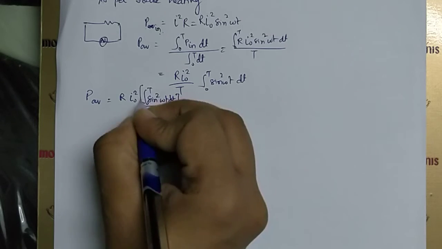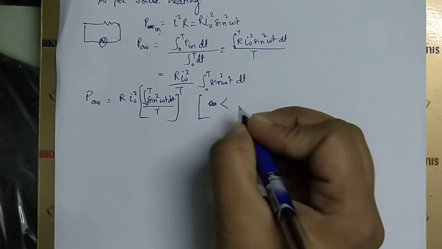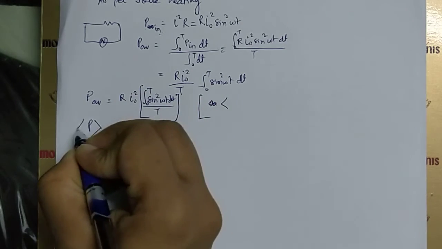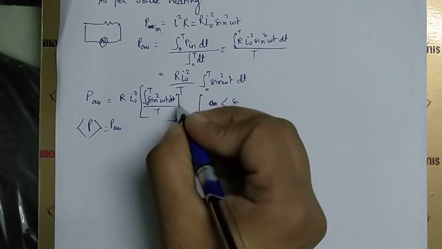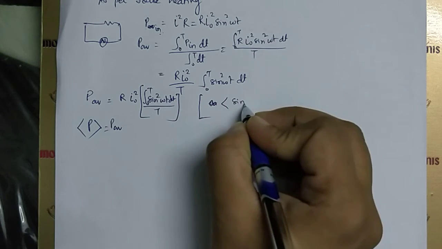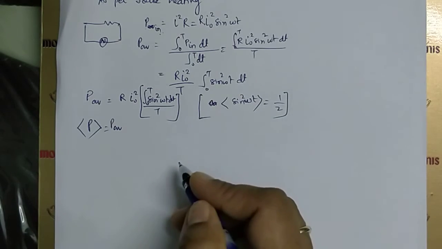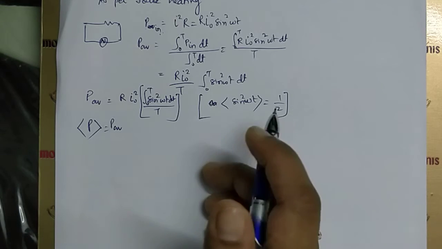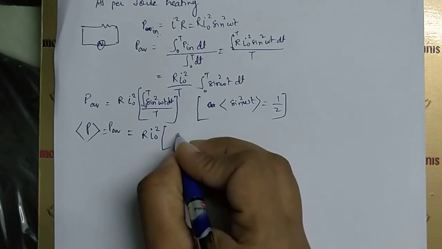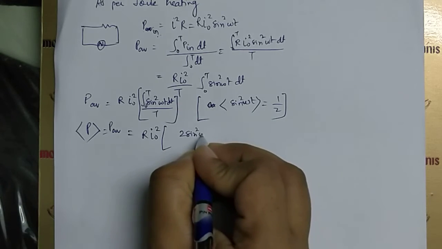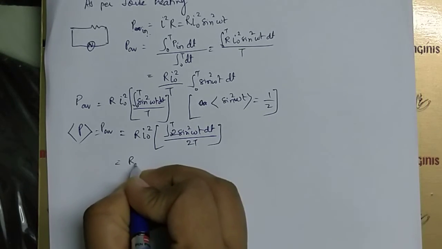This is actually the average of sine square omega t, and this is one way of writing the average. The average of sine square omega t for one complete cycle is equal to half. When you do the complete integration, you will get half. I'll show you how. R I naught square, I can multiply and divide by 2, so this will become 2 sine square omega t dt, integral 0 to T, upon 2T.